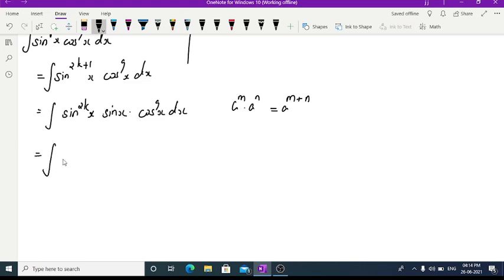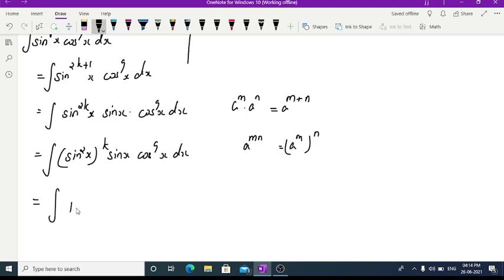Now this is equal to integral sin square x all raised to k into sin x into cos raised to qx dx. We use another identity, a raised to mn equal to a raised to m all raised to n. That is equal to integral, with sin square x equal to 1 minus cos square x, 1 minus cos square x all raised to k into sin x into cos raised to qx dx.